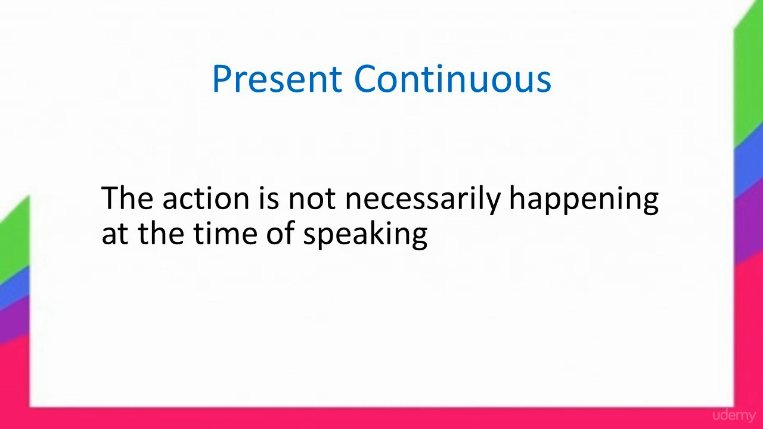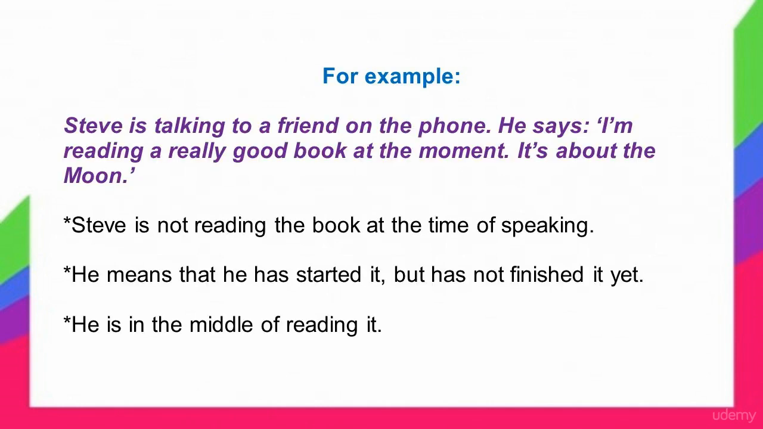We can also use the present continuous when the action is not necessarily happening at the time of speaking. For example, Steve is talking to a friend on the phone. He says, I'm reading a really good book at the moment. It's about the moon. Steve is not reading the book at the time of speaking. He means that he has started it, but he's not finished it yet. He's in the middle of reading it.